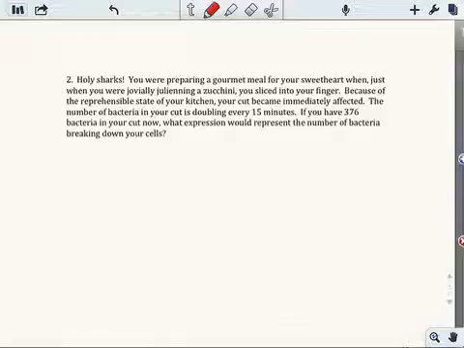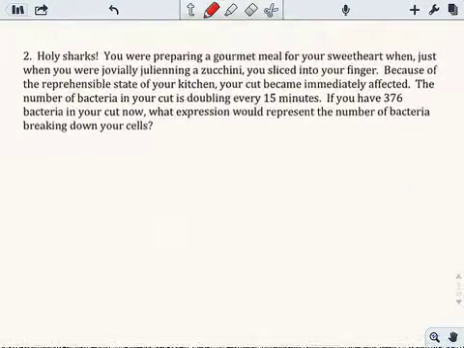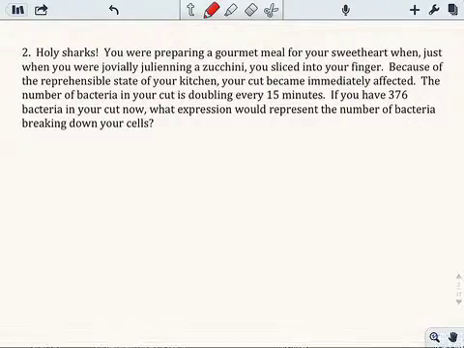All right, so this one says, "Holy sharks, you were preparing a gourmet meal for your sweetheart when you were jovially julienning a zucchini you sliced into your finger. Because of the reprehensible state of your kitchen, your cut became immediately," that should say infected. I guess affected is okay as well. "The number of bacteria in your cut is doubling every 15 minutes." So I'm going to do some highlighting. Doubling every 15 minutes. You have 376 bacteria in your cut now.